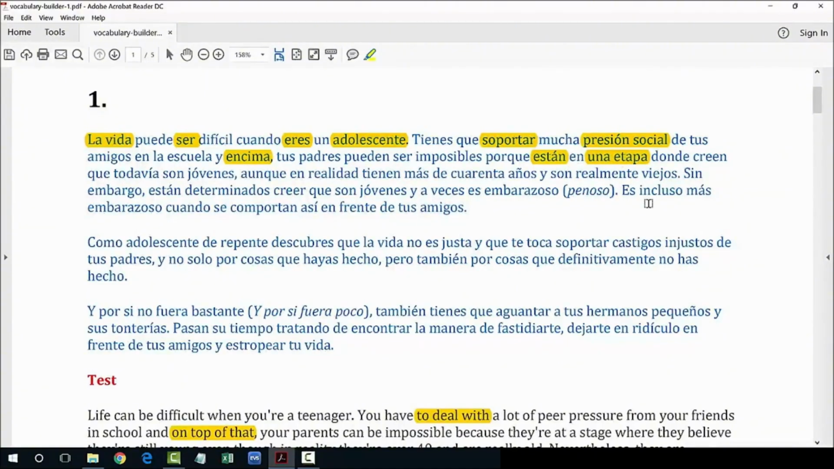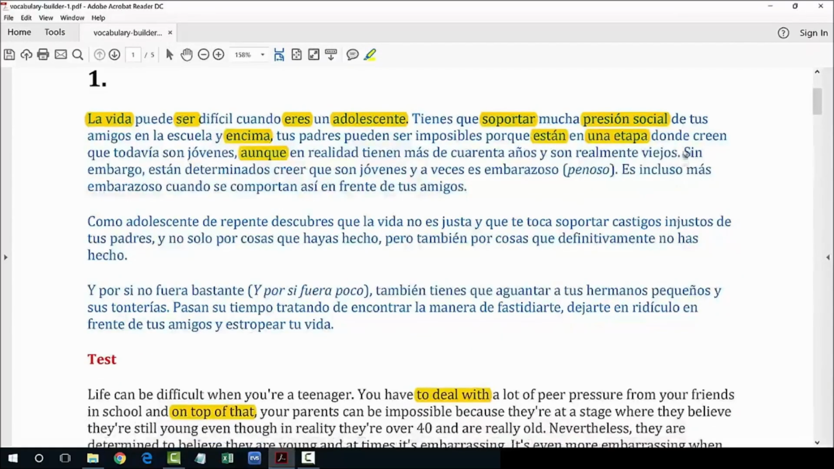Están en una etapa. Another nice piece of glue is this word aunque, meaning even though. En realidad tienen más de 40 años y son realmente viejos. The translation here is even though in reality they have more than 40 years, meaning they're over 40 years old and are really old. Here we're obviously speaking from the viewpoint of a teenager.